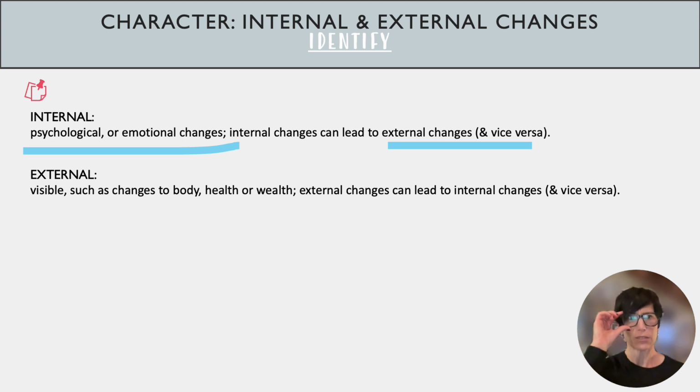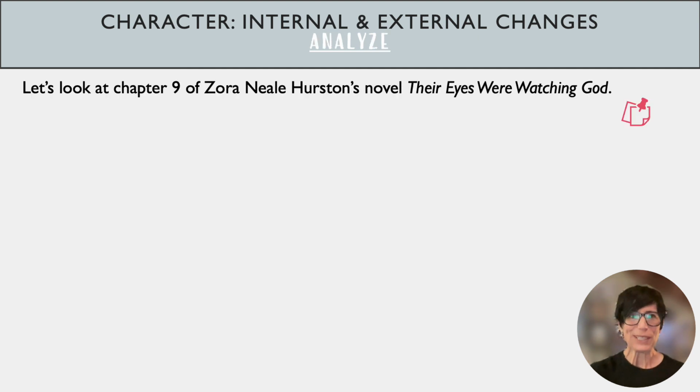And then for that external change, these are going to be very visible, like the way that a person carries their gait, their walk, their face expressions, their clothes, their wealth. It's going to be things that we can completely identify, or when a character sees themselves in a mirror, and we can see that external change. Anybody on the outside can see that change. So I think those are pretty straightforward.